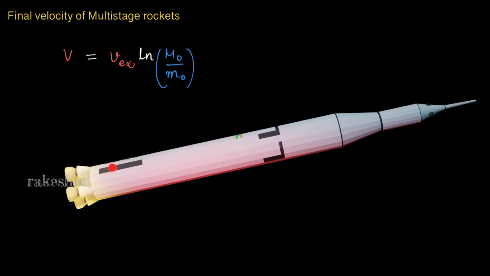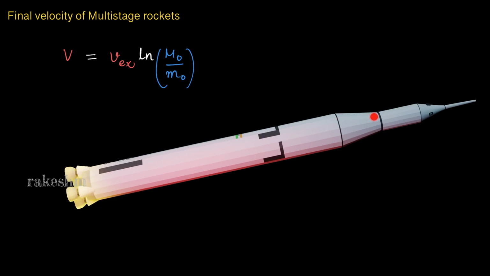Now all the fuel in this tank that you see here is burnt. This small m naught is the total mass of the rocket now. So what is the total mass of the rocket now? The initial mass minus the mass of the fuel burnt. So right now this rocket has a velocity v exhaust ln M naught by small m naught.